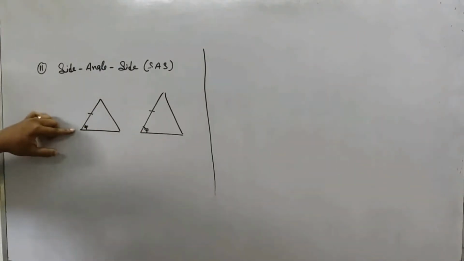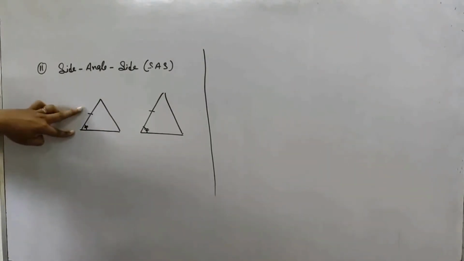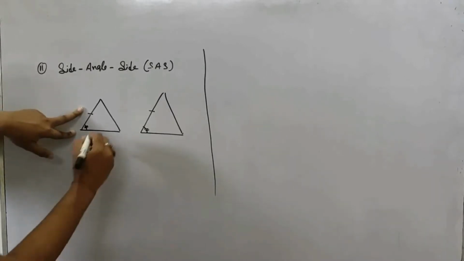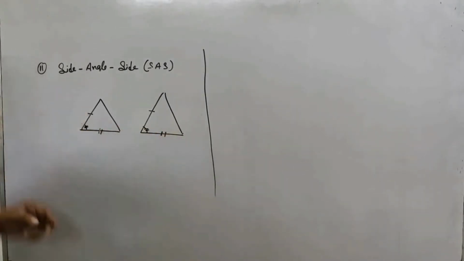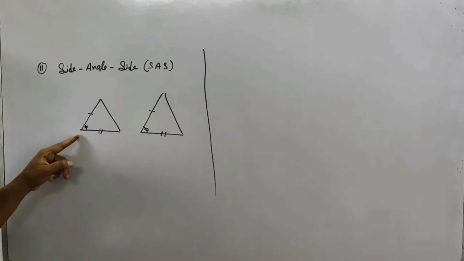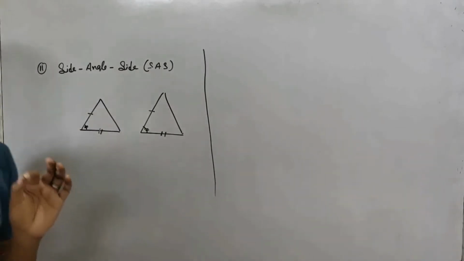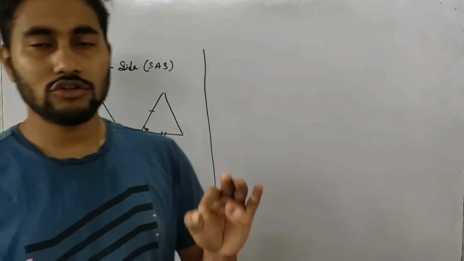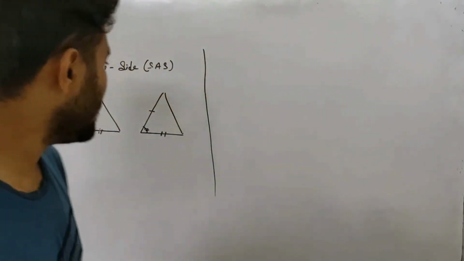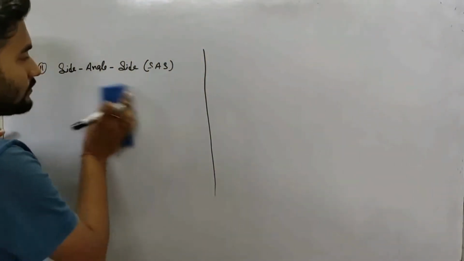So see, the angle should be between the sides, isn't it? So this is one side. The other side will have to be what? This one, this side. Then only this angle will be between the two sides. So this is the simple property of SAS, that the angle should lie between the two sides. Okay. Done.